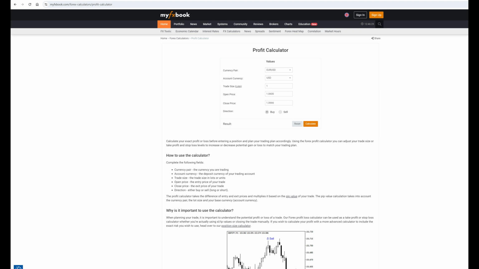So let's assume we are buying at 1.06 EUR/USD, right? And let's assume we are going to put a stop loss so we can limit our risk. So let's say we have decided to put our stop loss about 200 pips, let's say.